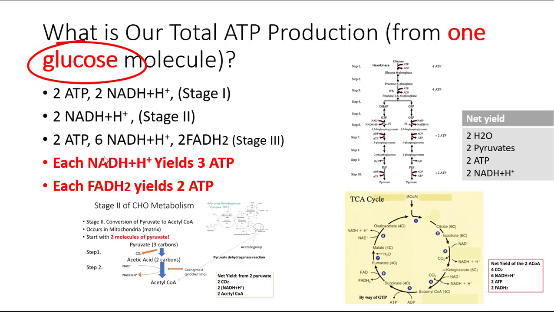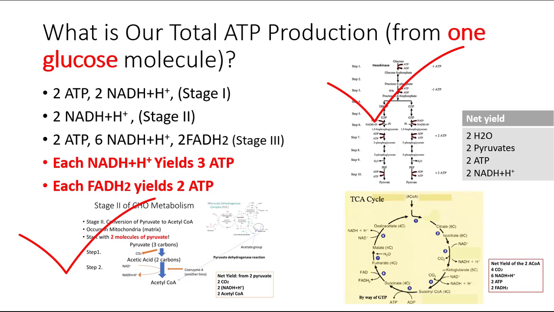What is our total ATP production from one glucose molecule? These are for reference for you to count the number of ATP produced: glycolysis, stage 2 carbohydrate metabolism, and the TCA cycle.